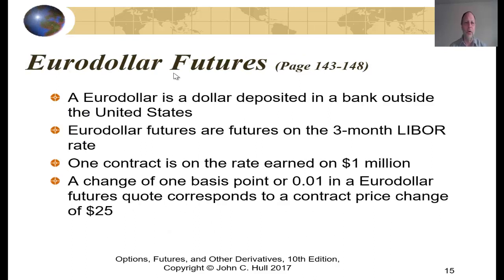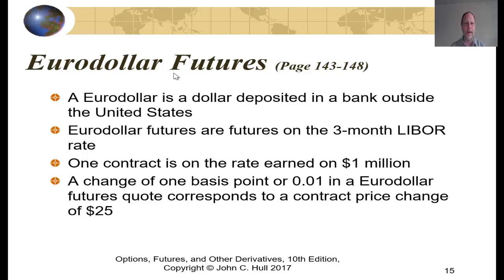So bond futures are long-term futures. Euro-dollar futures are shorter-term debt instrument futures. So a euro-dollar is a dollar deposited in a bank outside of the United States, and there are more dollars outside the United States than inside the United States. Euro-dollar futures are futures on the 3-month LIBOR rate. So Fed funds is overnight. LIBOR, there are several LIBORs, but the futures are on the 3-month LIBOR. And then, of course, bonds are long-term, 1 to 30 years.